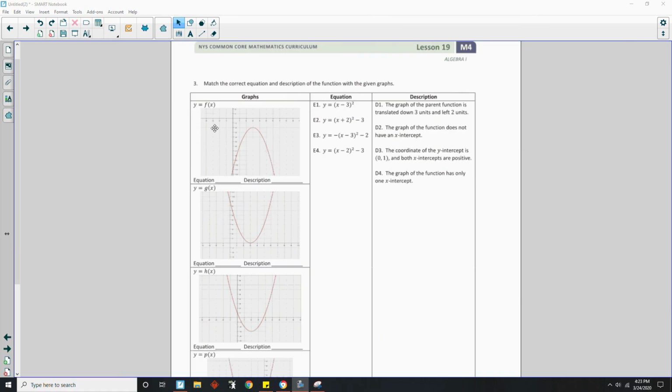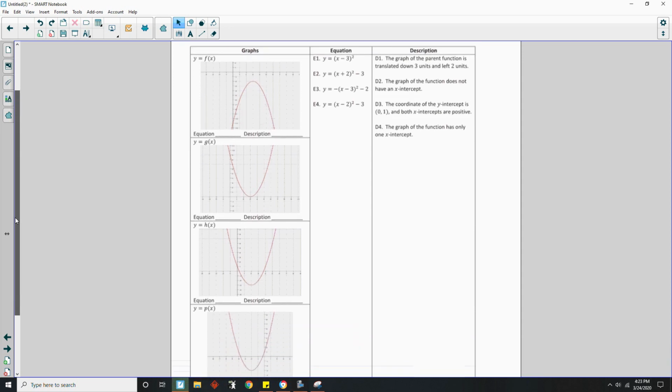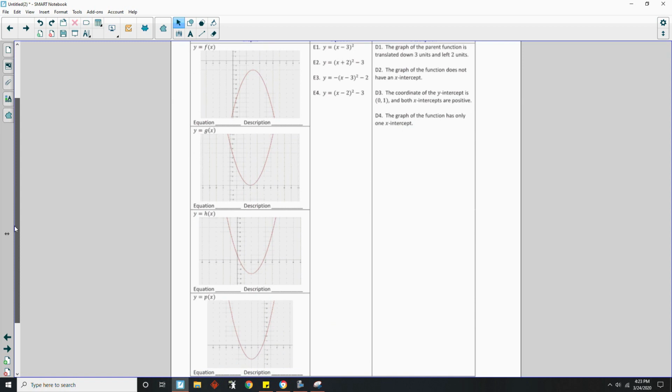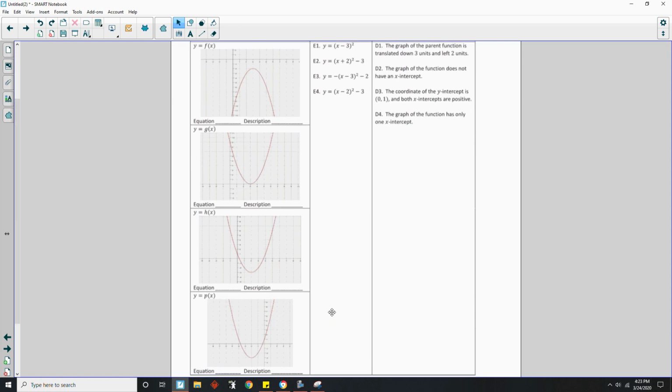Okay, this is page 4, and it brings us to problem number 3, and it says match the correct equation and description of the function with the given graph. So here's 4 equations. Here are 4 descriptions. So I'm going to scroll this up so we can see all of them. Like so. There, that'll work.